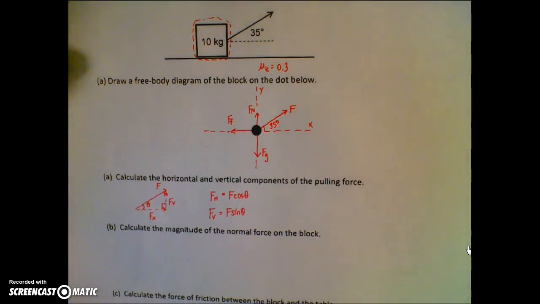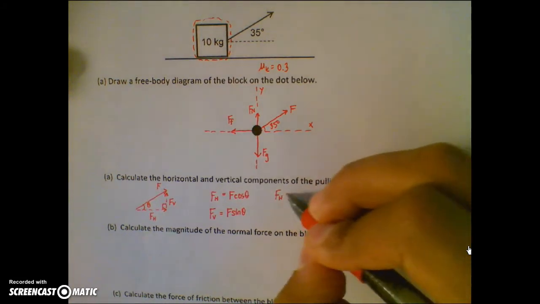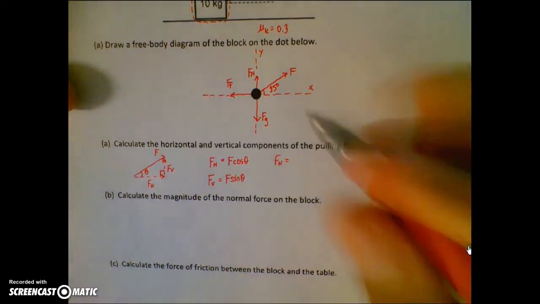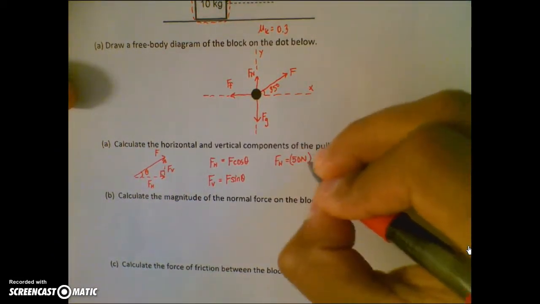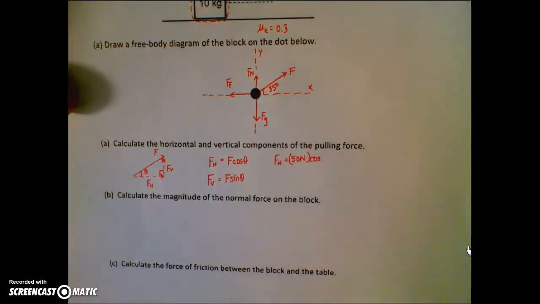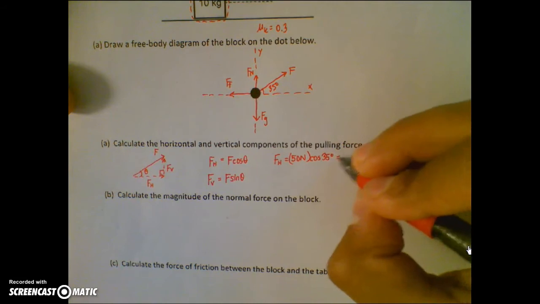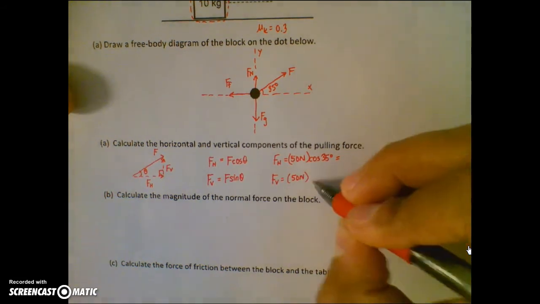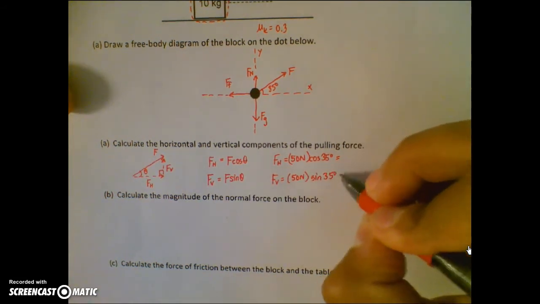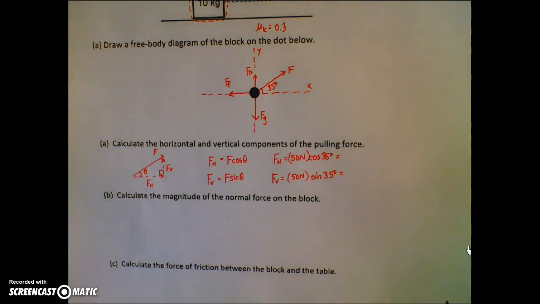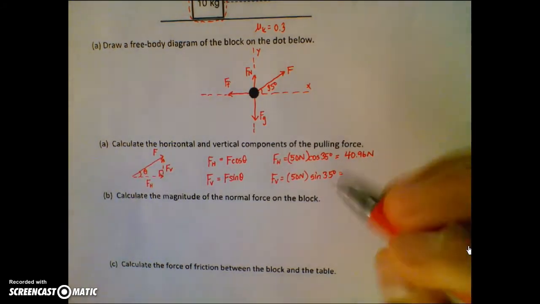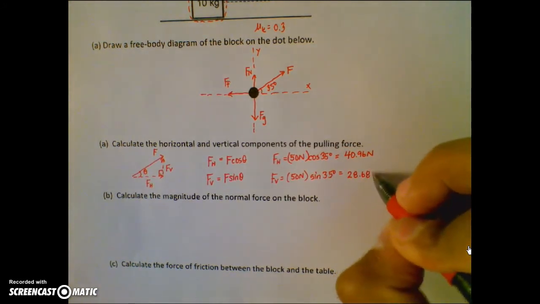just using right triangle trigonometry there. So in this case then, my force horizontally is going to be, well, I know my pull force in this case is 50 newtons. So F is 50 newtons. So 50 newtons times the cosine of my angle, in which case my angle is 35 degrees. My vertical force then is again that force, or that 50 newtons, times the sine of my angle, or 35 degrees. And when I put these into a calculator and I solve for what this is, my horizontal force is 40.96 newtons, and my vertical force is 28.68 newtons.